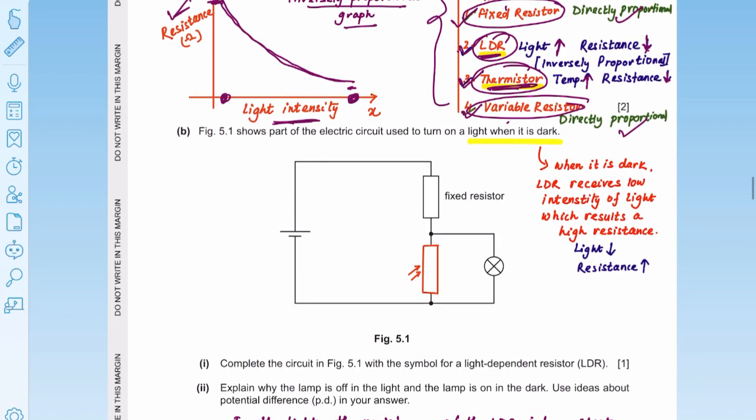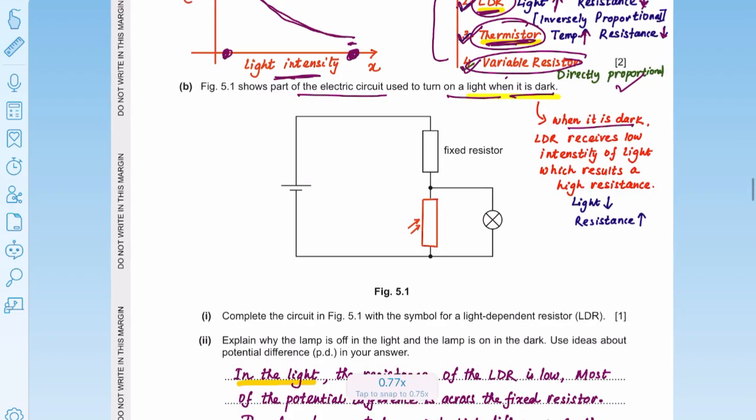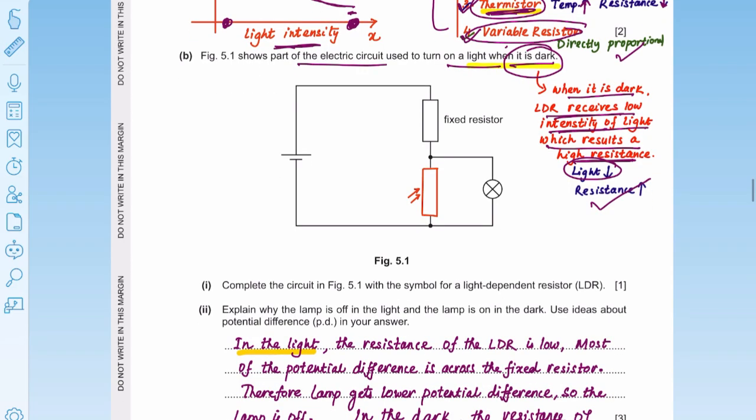Next, figure 5.1 shows part of an electric circuit used to turn on a light when it is dark, right? So remember, when it is dark, it means the LDR receives low intensity. Obviously dark means no light, less light, low intensity of light, which results in high resistance. That means if the intensity of light decreases, then resistance increases. So complete the circuit with a symbol of a light dependent resistor. Remember, this is how we have to draw the light dependent resistor. You have to remember this, okay? Because a light dependent resistor normally looks like this.